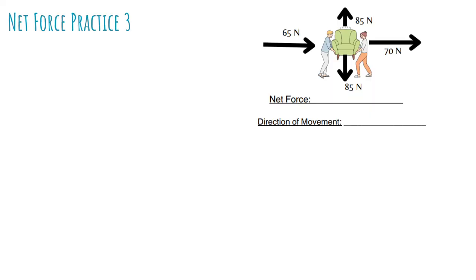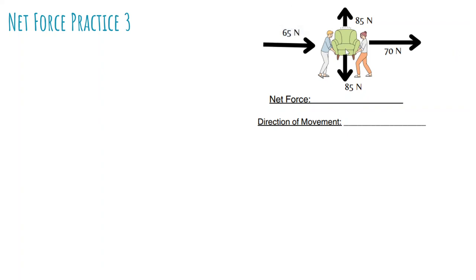A third practice problem. This time we have forces showing that we are moving up and down, or we are at least applying forces up and down. Can't say whether we're moving yet. And if you notice, this time I have one guy pushing this chair to the right and another guy pulling this chair to the right. These are not opposite forces. They're in the same direction. So since they're in the same direction, we're actually going to add them together.